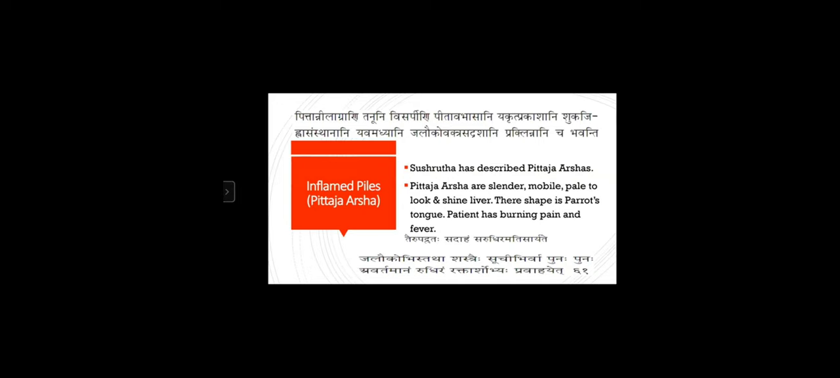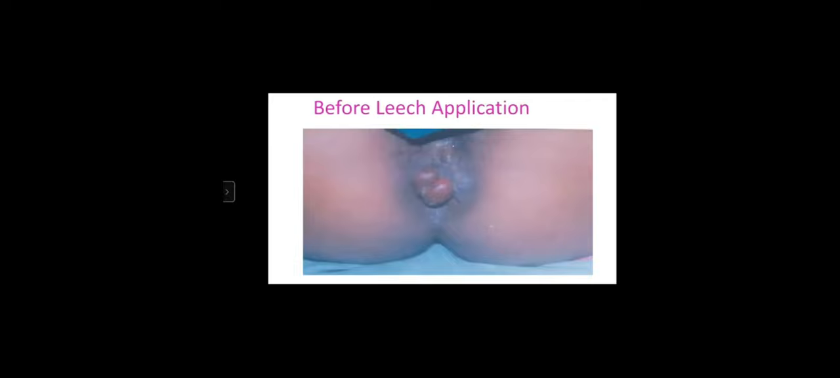Examples also, like in Pittajarshas, and even in thrombosed pyelomas we will be using it. That is a rare case only, but still we will be using Jaloka Vajjarana. It is one condition where we have used leech. Thrombosed externally, it will be hard to feel. That is a thrombosed pyelomas. In that case, we can use the leech.